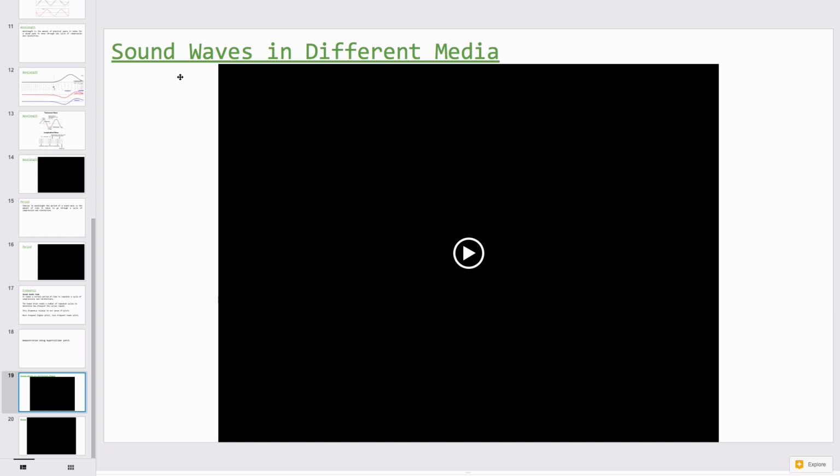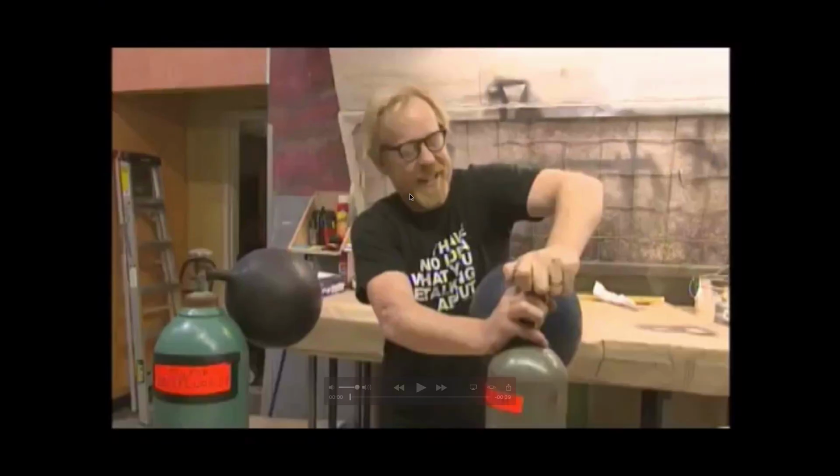So for example, in helium, sound moves much faster. So similar sounds sound much more high pitched because they travel much faster through the medium of helium. And I forget what it's called, sulfur hexafluoride or something like that, a denser gas, sounds a lot lower in pitch. So let's check this out.